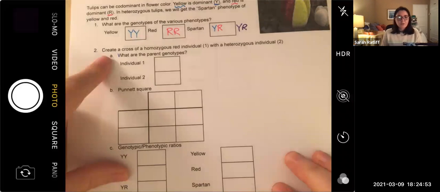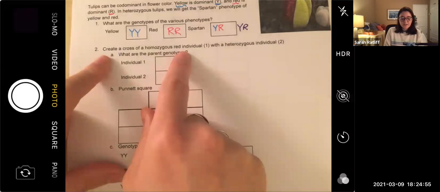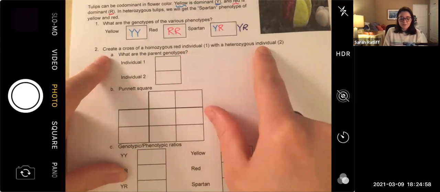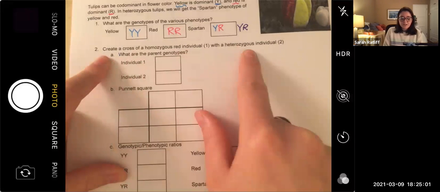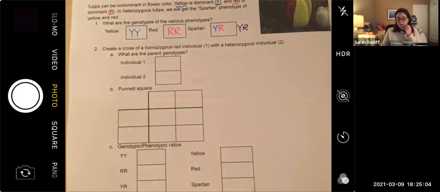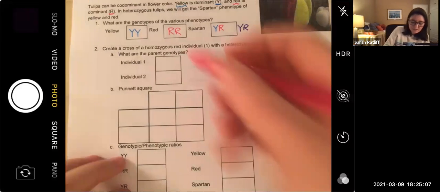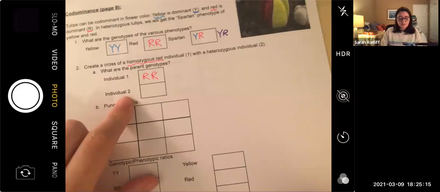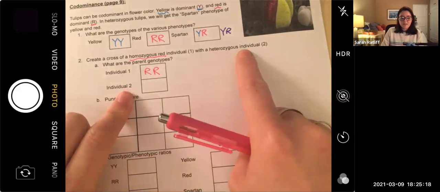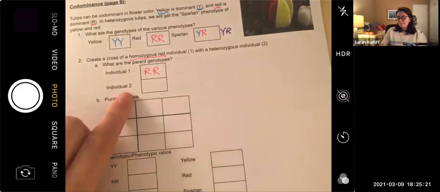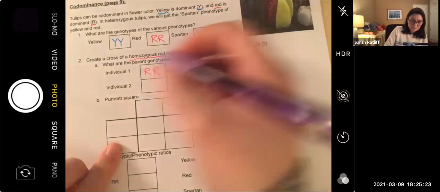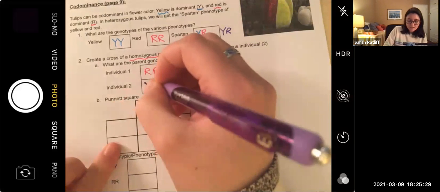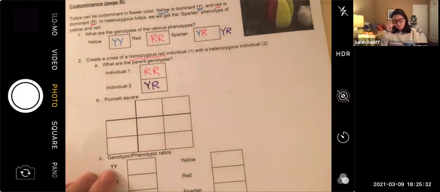Okie dokie. So number two, create a cross of a homozygous red with a heterozygous individual. So they gave us the phenotypes. What are the genotypes? All right, so individual one is homozygous red. Homozygous red we found was RR. Cool. Individual two is heterozygous. That means it's going to have one of each letter. I'm going to use purple because blue and pink together make purple. There we go. So we get a heterozygous Spartan flower for individual two.